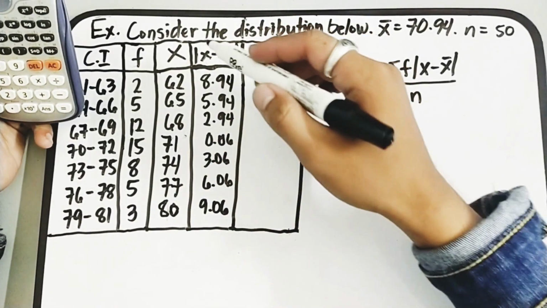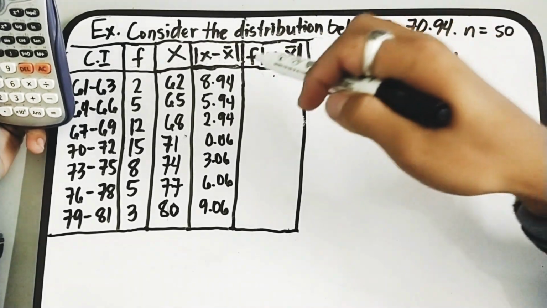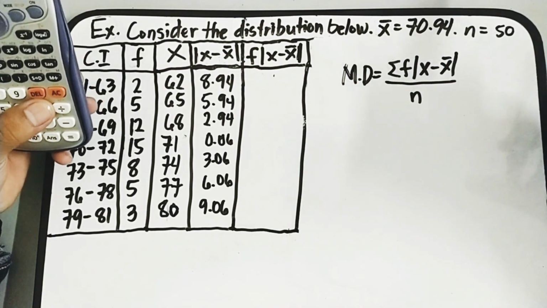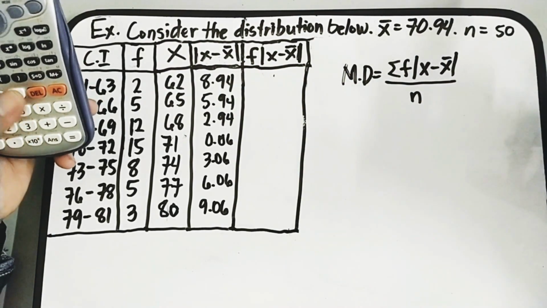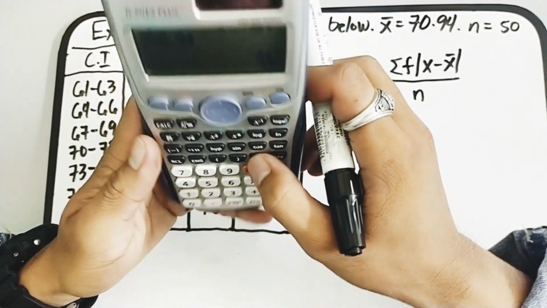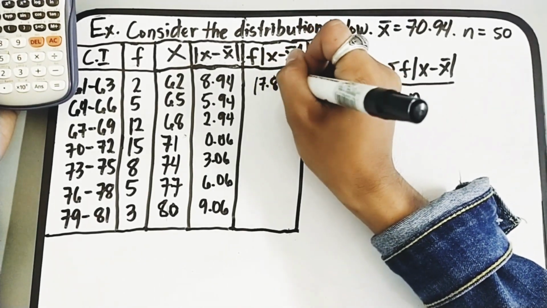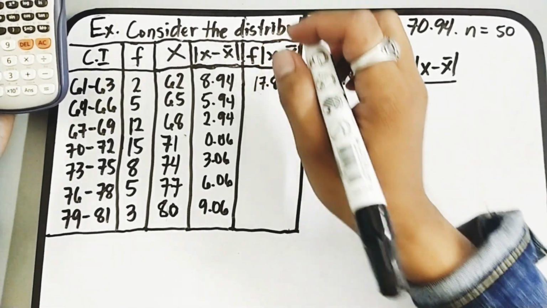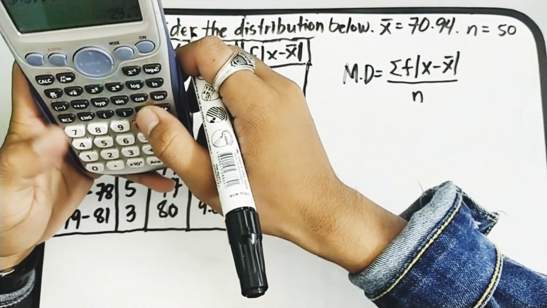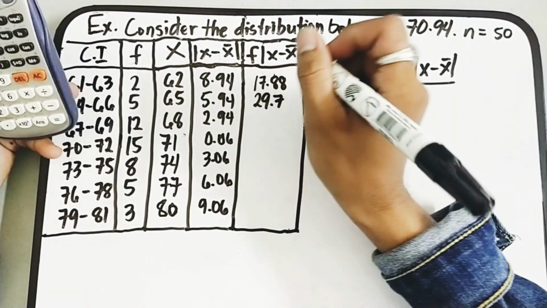Okay? After we get this one, yung our class mark minus our mean, we have to multiply it to our frequency. So that's why 2 times, right? We have 2 times 8.94. The answer is 17.88. Then 5 times 5.94, the answer is 29.7, or 29.70, is the same.